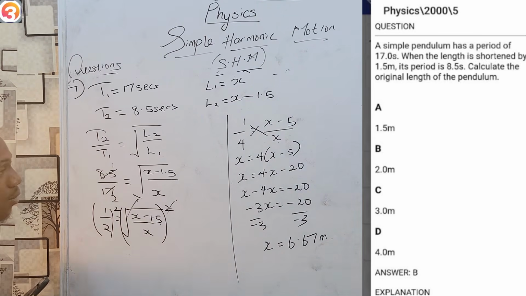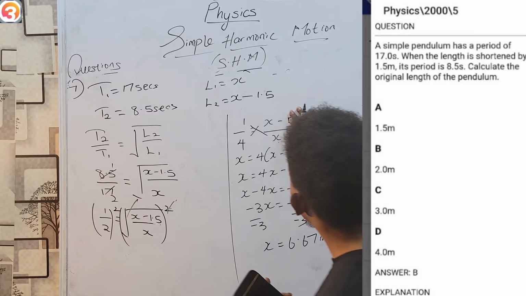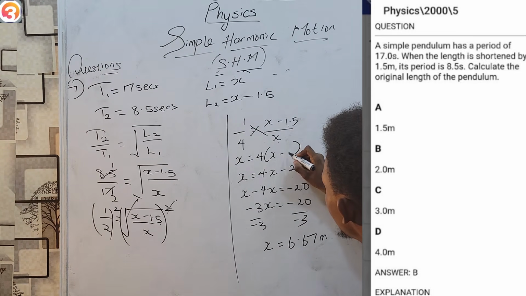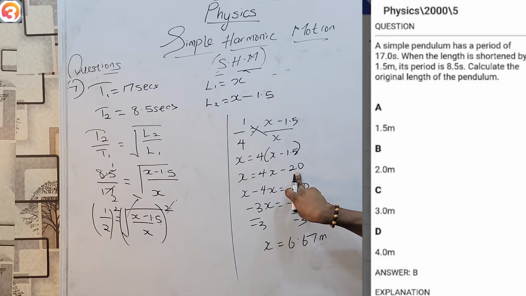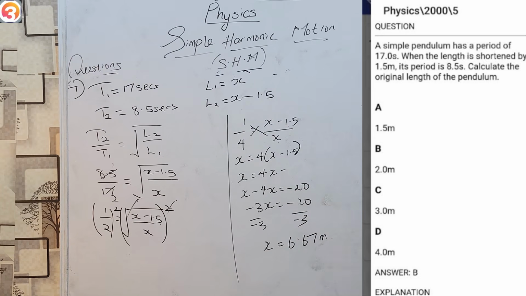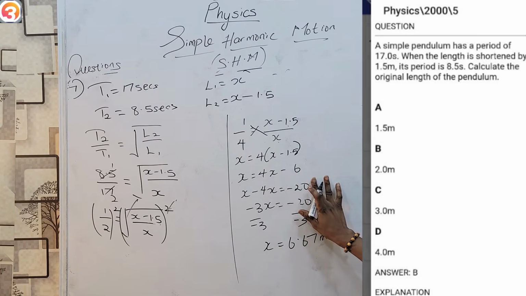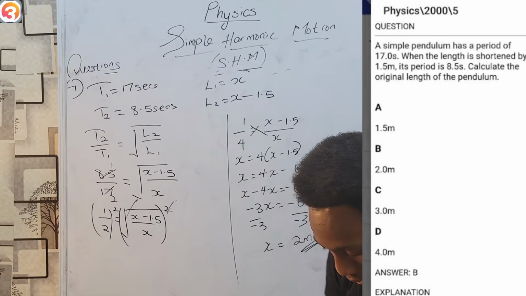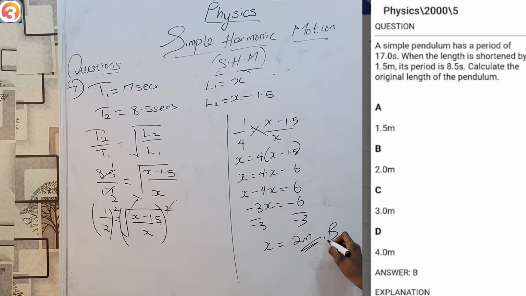Anyway, I see this 5, and I have to go and change it back to the correct value, which is 1.5. You can see this is where I used 1.5 in my solving. 4 times 5 gives me 20, but in reality, it should be 4 times 1.5, and 4 times 1.5 is simply 6. So here should be 6, and here should be 6. And we know that 6 divided by 3 is 2 meters. And that is obviously option B.